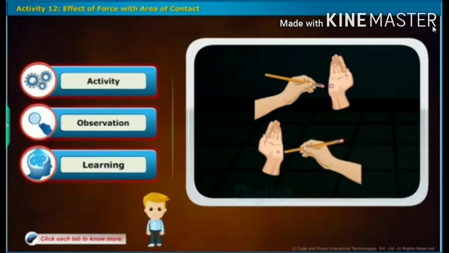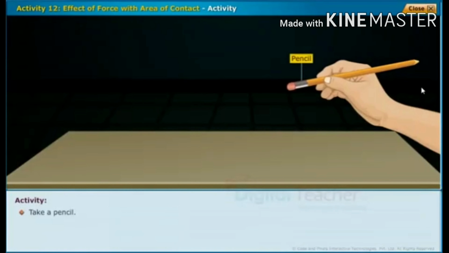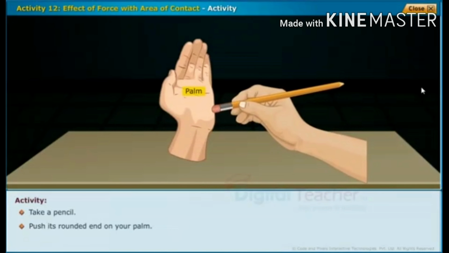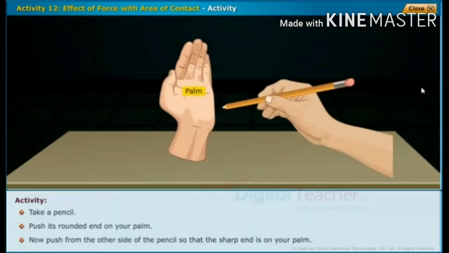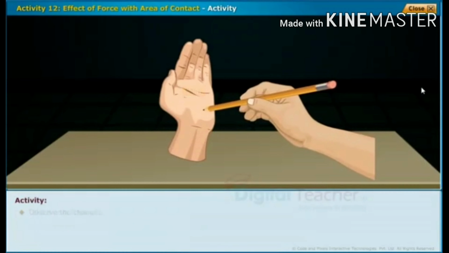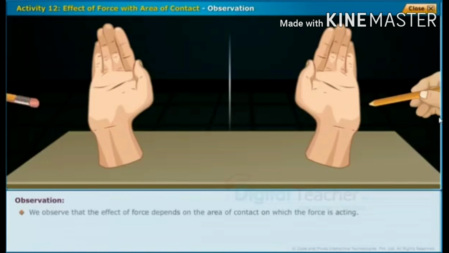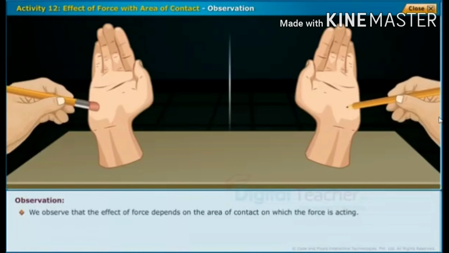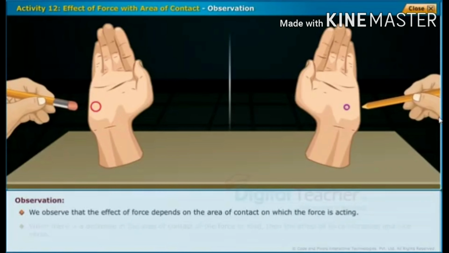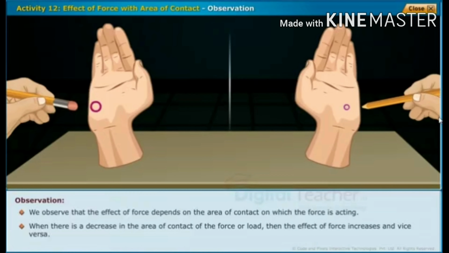Now let us perform an activity to know the change in effect of force with area of contact. Take a pencil. Push its rounded end on your palm. Now push from the other side of the pencil so that the sharp end is on your palm. Observe the changes. We observe that the effect of force depends on area of contact. When there is a decrease in the area of contact, the effect of force increases.